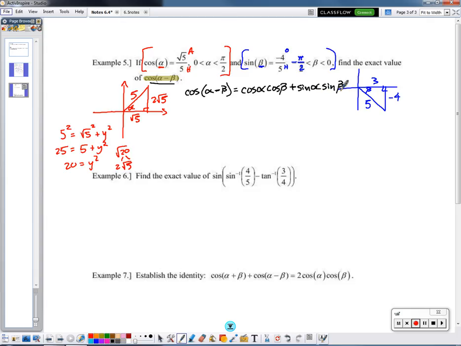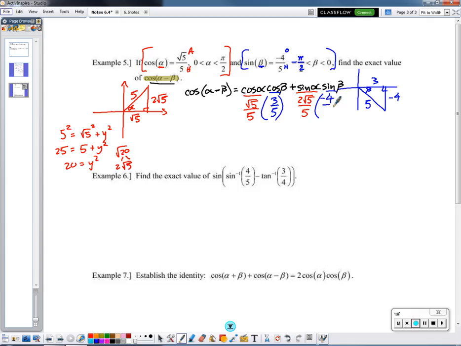So now all I have to do is look at my angles and my cosine values. So here cosine and sine of alpha, respectively, are root 5 over 5 and 2 root 5 over 5. For cosine and sine of beta, cosine would be 3 over 5, and sine of beta we know as negative 4 over 5.